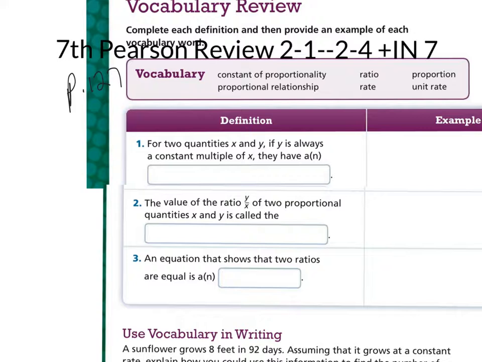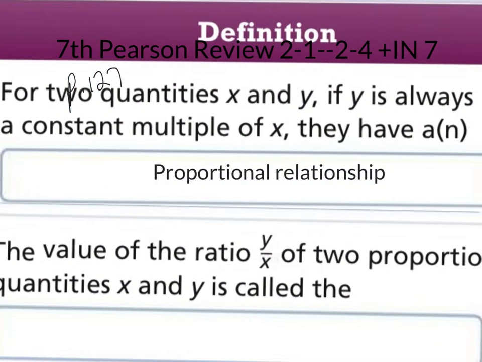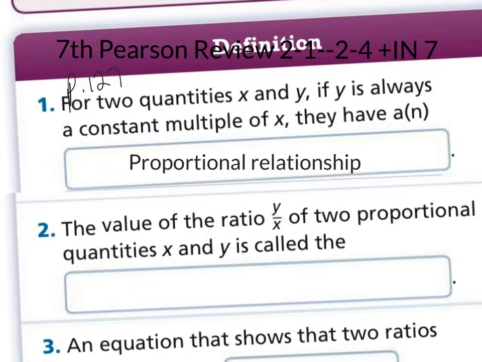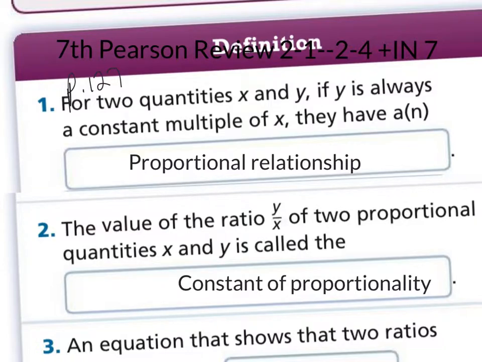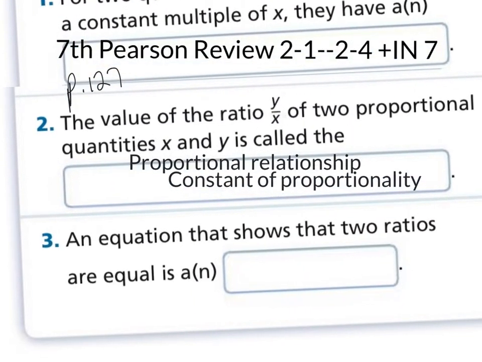Number 1, for two quantities x and y, if y is always a constant multiple of x, they have a, or we would say, proportional relationship. Number 2, the value of the ratio y over x of two proportional quantities x and y is called the constant of proportionality. That's that k value we've been talking about, from lesson 4. k is equal to y divided by x.